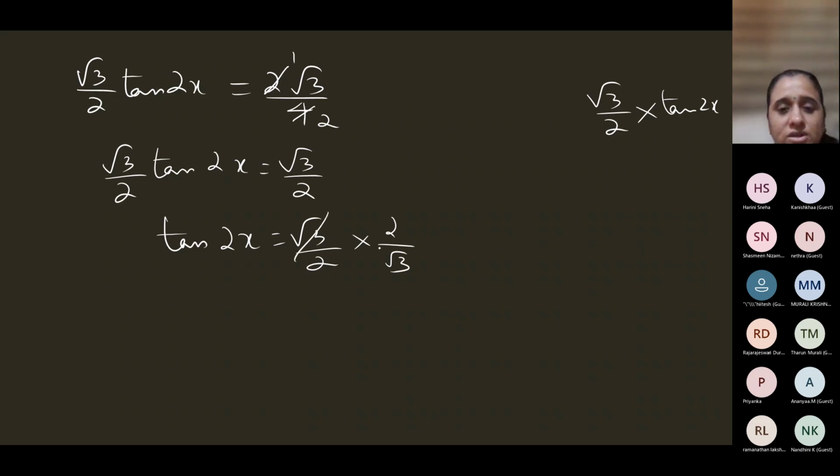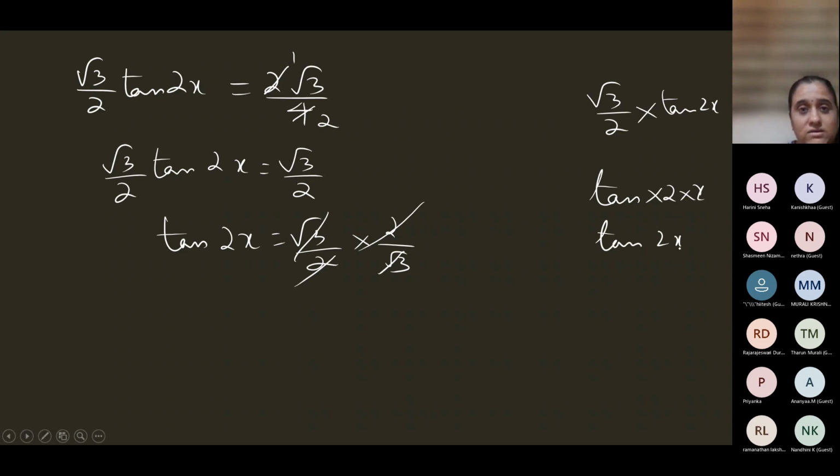So they get cancelled, root 3, 2, 2. Children, tan 2 in tan 2x, you cannot separate. Tan 2x is not tan into 2 into x. Tan of this angle 2x, tan and 2x are not separable. So you get tan 2x is equal to 1.